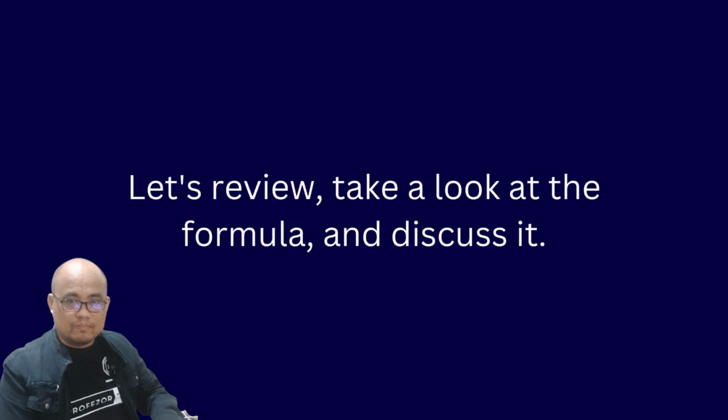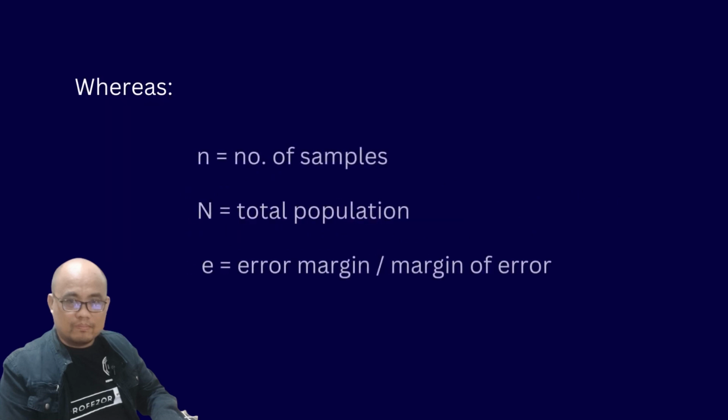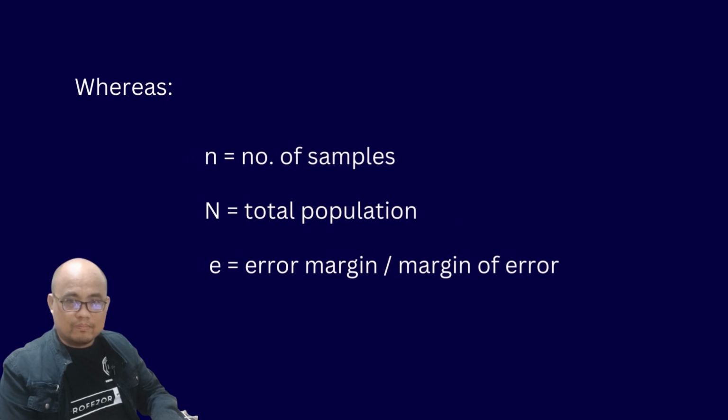So, this is already discussed in my previous video. So, let us review, take a look at the formula, and discuss it. Once again, this is the formula. Whereas the small letter n represents the sample size or the number of samples. The capital letter N is the total population of the target audience, the target customers. And the small letter e represents the error margin or the margin of error.